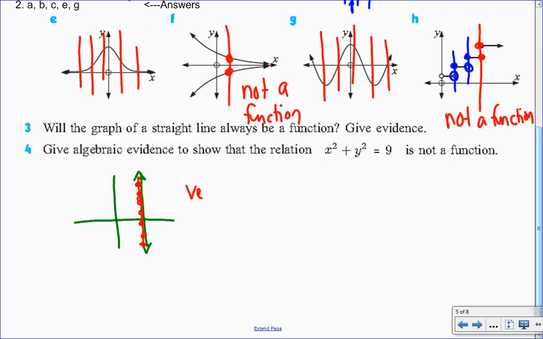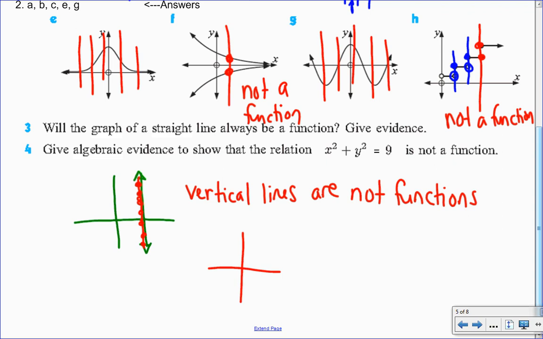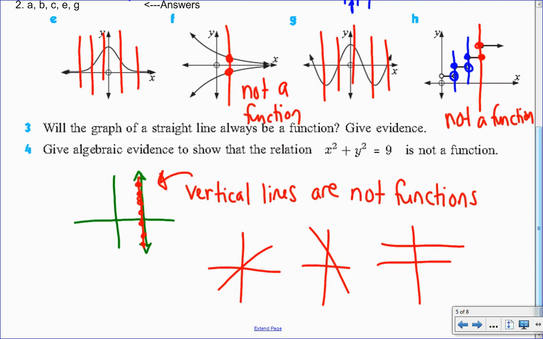So vertical lines are not functions. But every other kind of linear equation is. So a line with a positive slope, a line with a negative slope, and even a horizontal line, these are all functions. But the vertical line is not a function, because it doesn't pass the vertical line test.